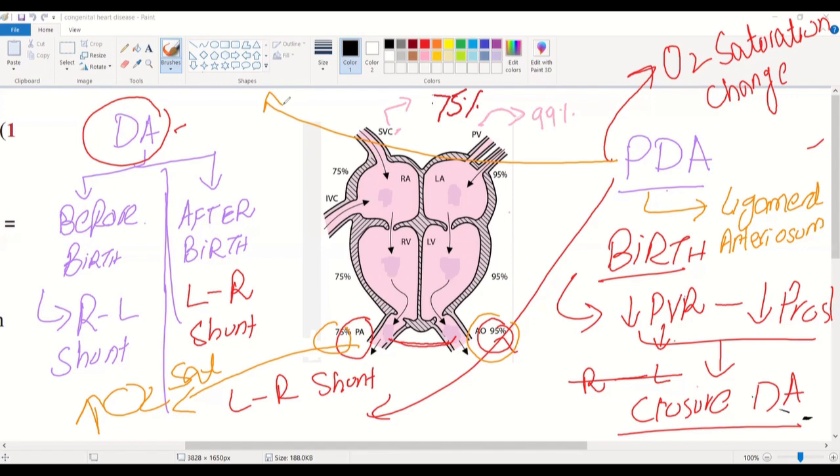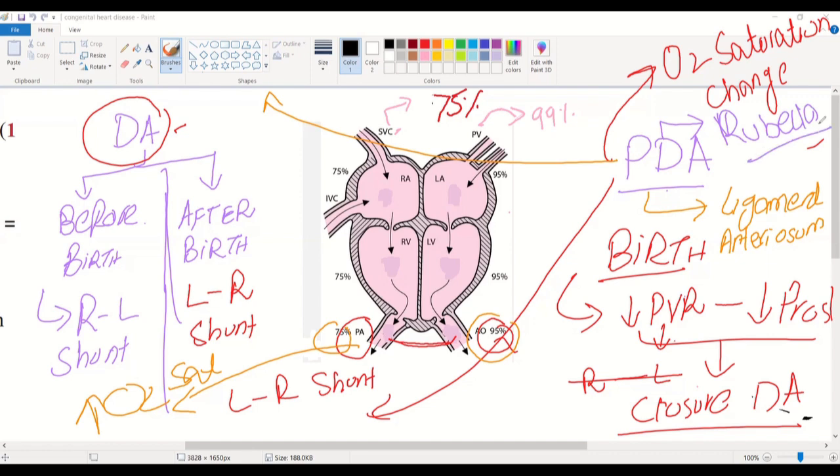And patent ductus arteriosus is associated with which infection? Very, very high yield stuff. Rubella. So the rubella infection itself is high yield, but its association with patent ductus arteriosus is again very, very high yield. Rubella.